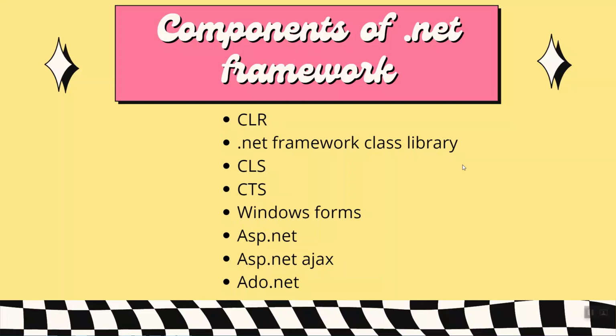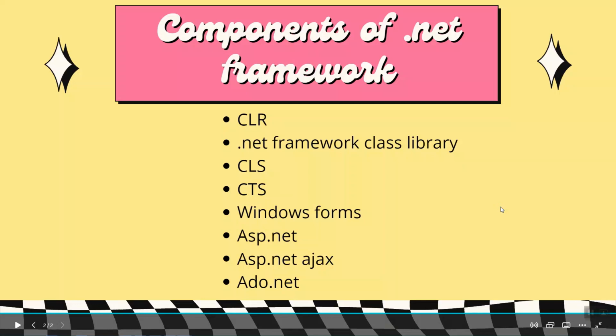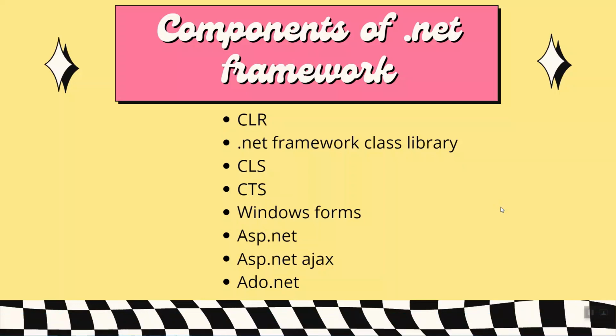Then the third one, CLS. It means Common Language Specification. It contains the specification for the .NET supported languages and implementation of language integration. Then the fourth one, CTS, Common Type System. Then the fifth one is Windows Forms. Windows Forms contains graphical representation of any window displayed in the application.